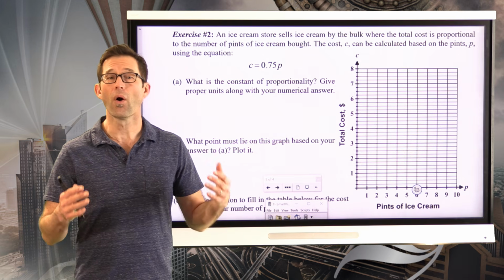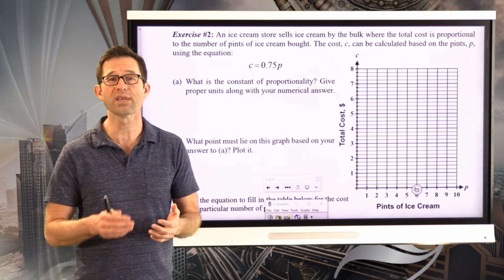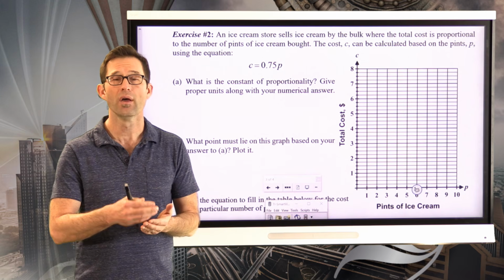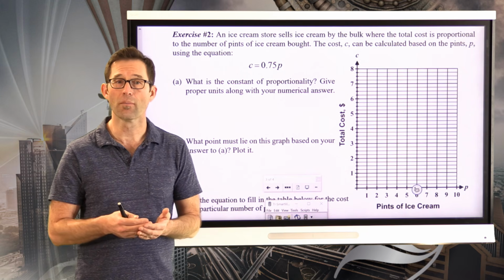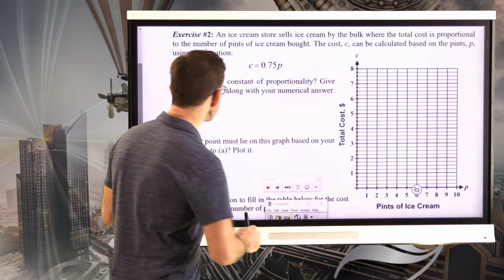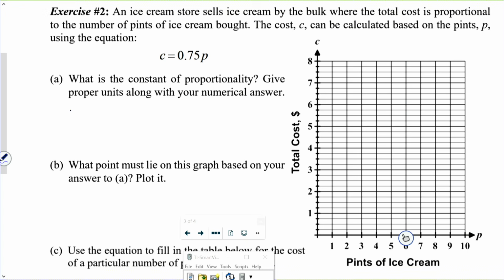All right, well, in all proportional relationships, we always have a variable equal to a number times another variable. And that number is the constant of proportionality. So the constant of proportionality in this case is that 0.75.